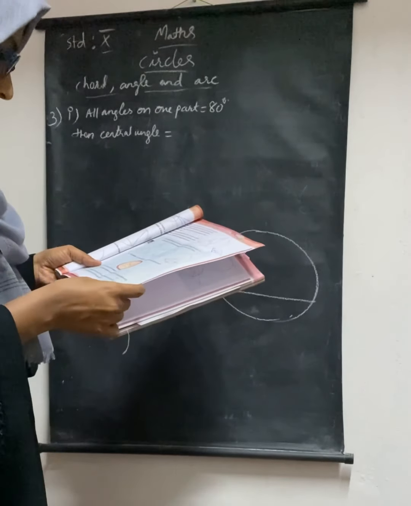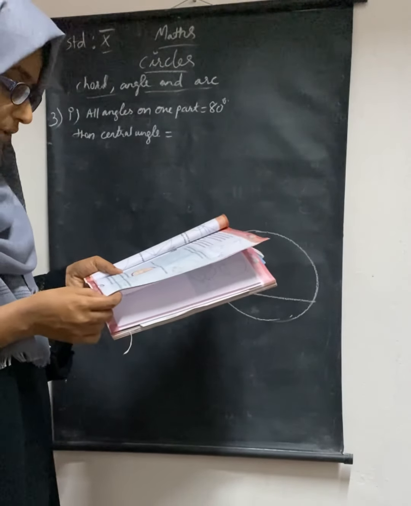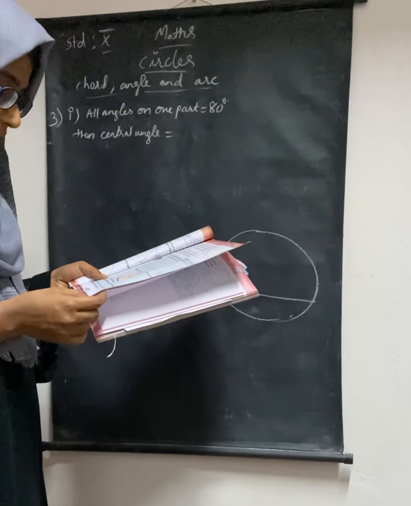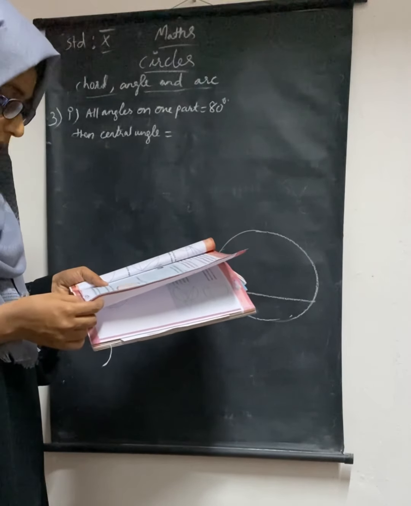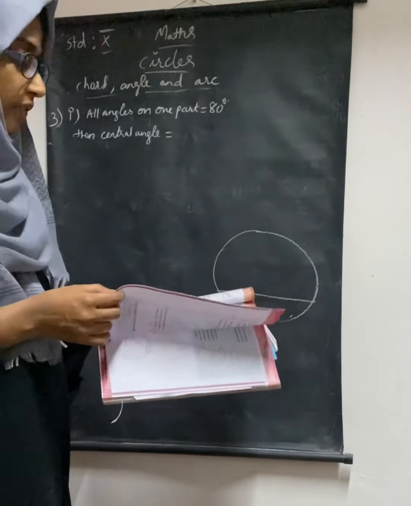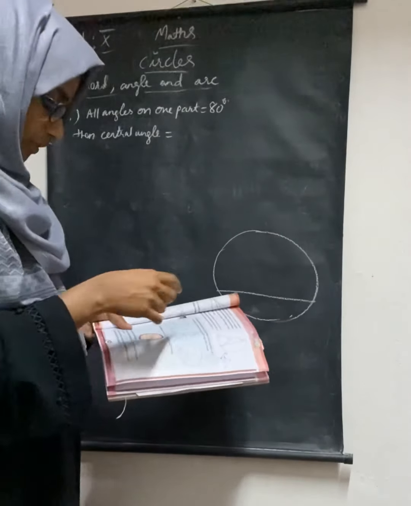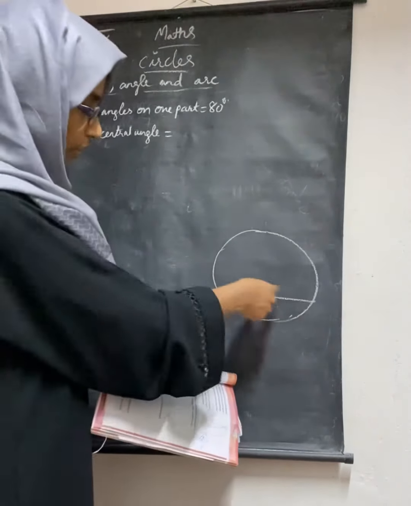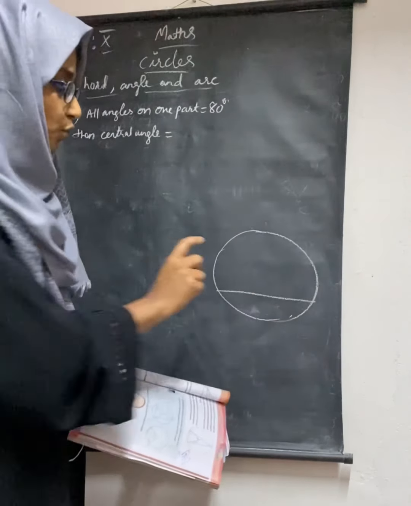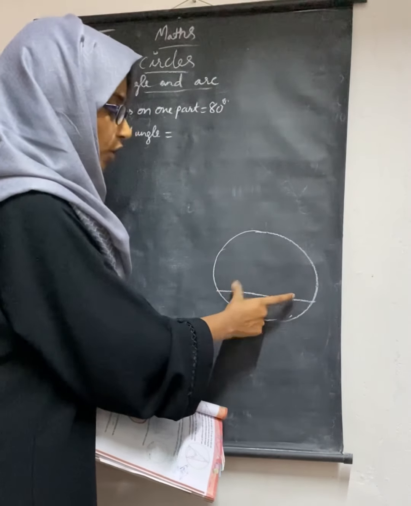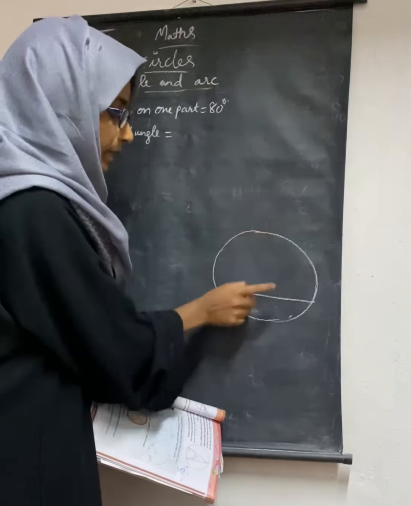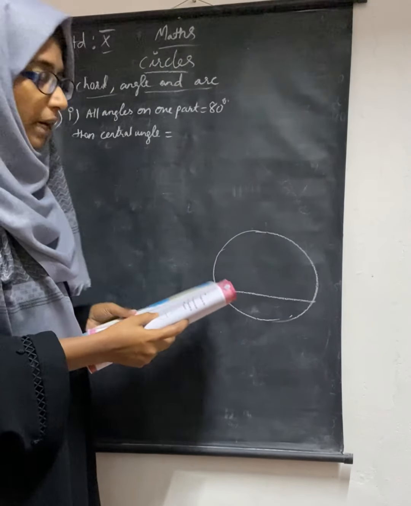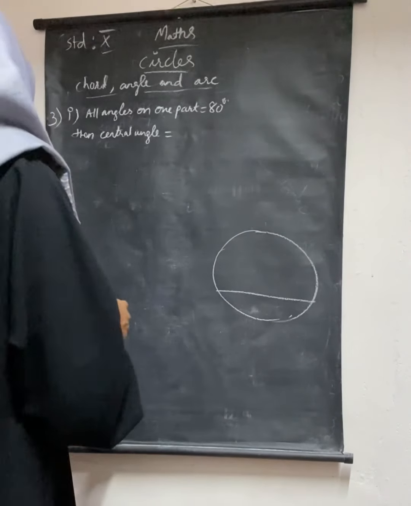You can see in each problem below, draw a circle and a chord to divide it into two parts such that the parts are specified below. Means you have a circle and a chord. You have to draw the chord to divide it into two parts. If you draw the chord, you can get one part here, one part here. So some conditions are given. First condition is what? All angles on one part is 80 degrees.